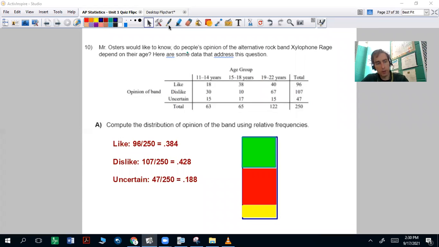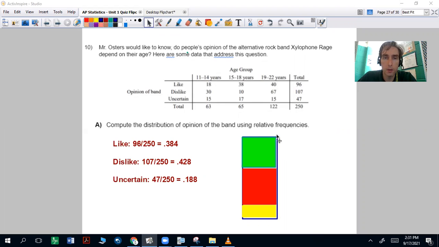Well, hey, I know I kind of skipped this question, but if you're interested, here's how you get it. 10A, we got this table of values here, basically looking at opinions of bands versus a breakdown of their age group. Letter A says compute the distribution of opinion of the band using relative frequencies, which are decimals, percentages.